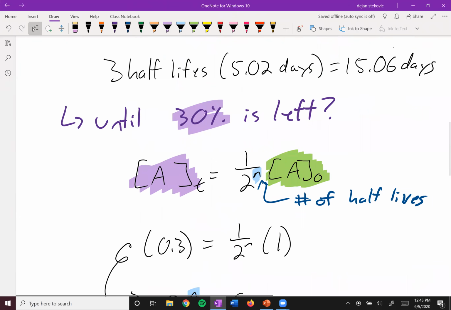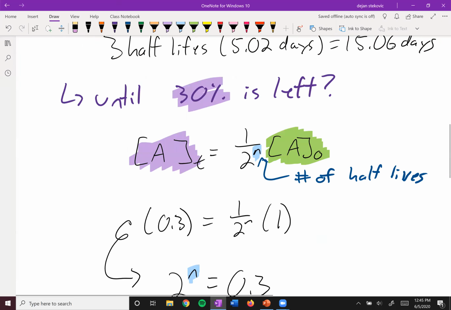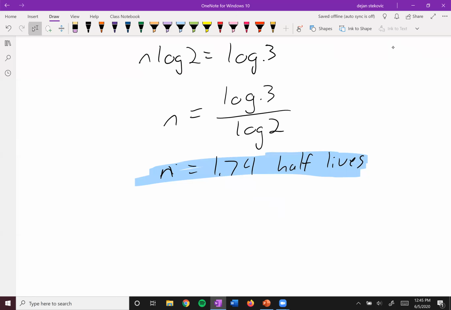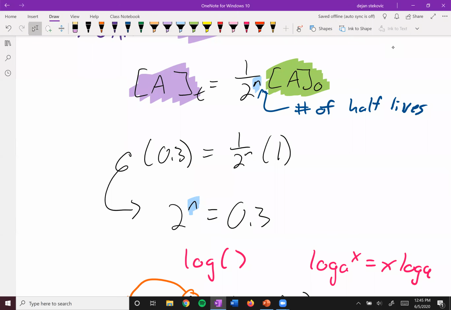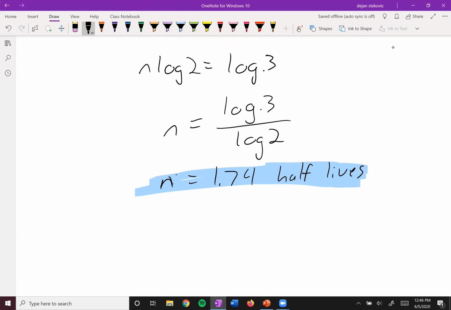But the question asked how much time passed, not how many half-lives. Again, we know that each half-life is 5.02 days, so we can just multiply these two numbers. You can use this equation up here for any order of rate law to solve for how many half-lives have passed, but this next step can only be done for first order, because only first order half-lives stay the same throughout. We'll see in the second and zero order, the first half-life is either longer or shorter than the following half-lives. Anyways, 1.74 times 5.02, we end up with 8.73 days.